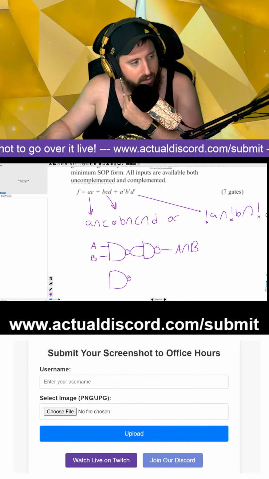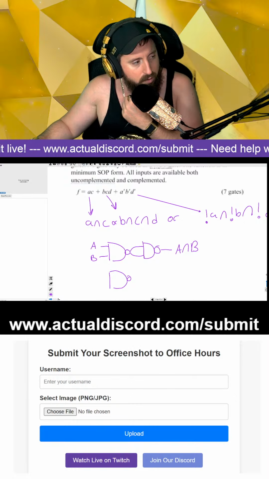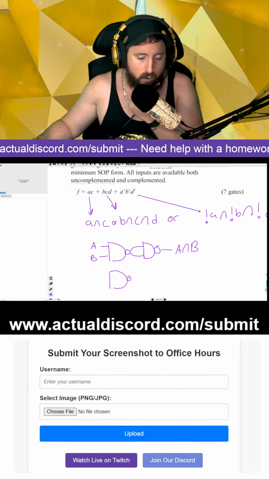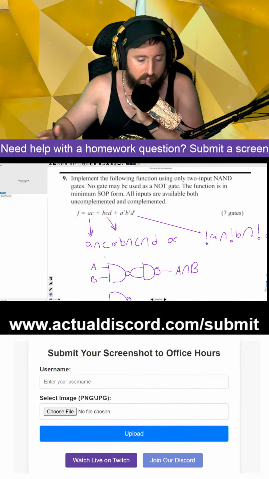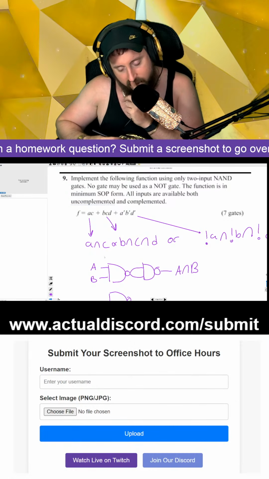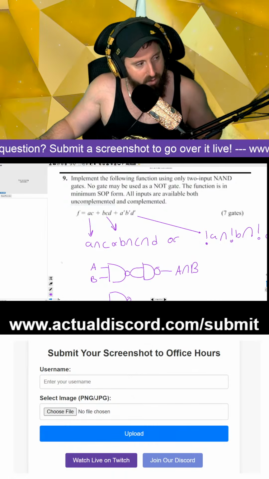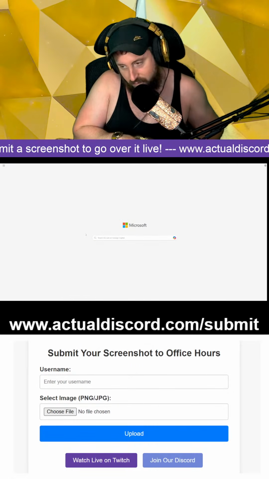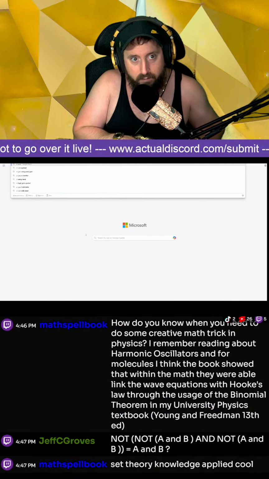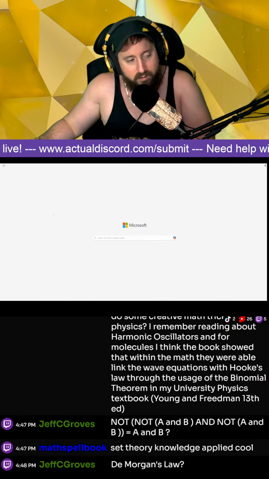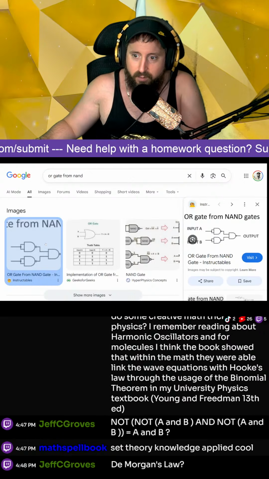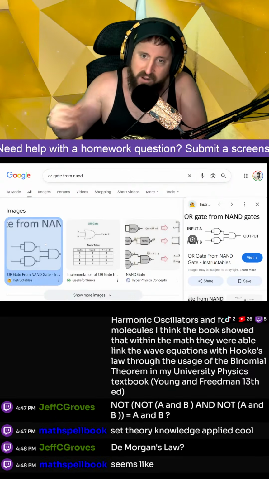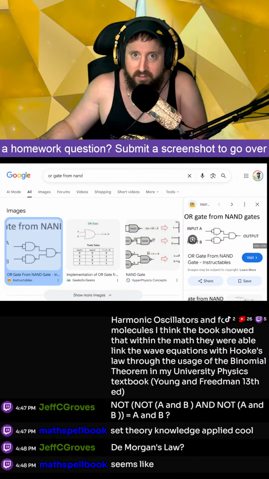Okay, let me think about this. How do we turn...? I need to create a bunch of OR gates, is what I have to do, right? Because these are three different ORs. How do you create an OR from a NAND? Let's see. OR gate from NAND. De Morgan's? Yeah, maybe. Okay, here we go. Yeah, okay, cool.